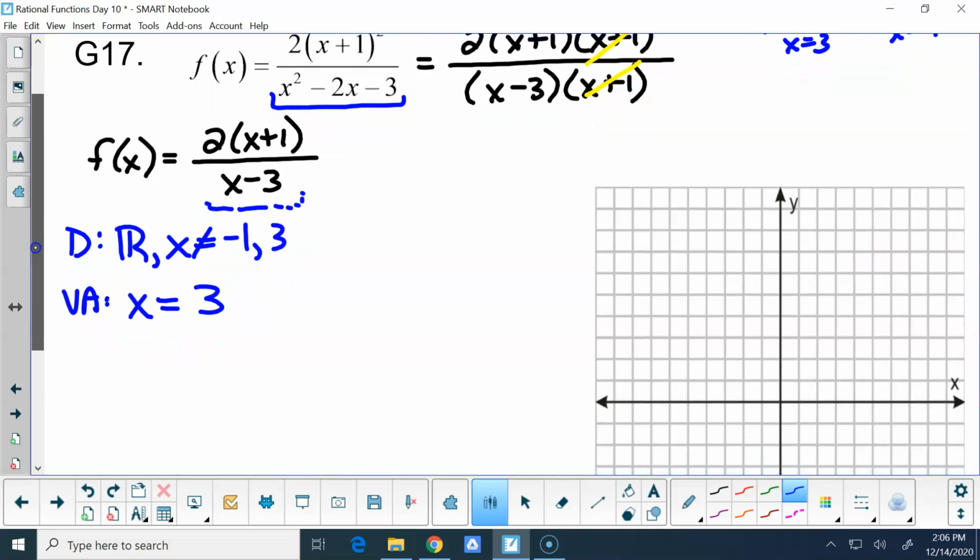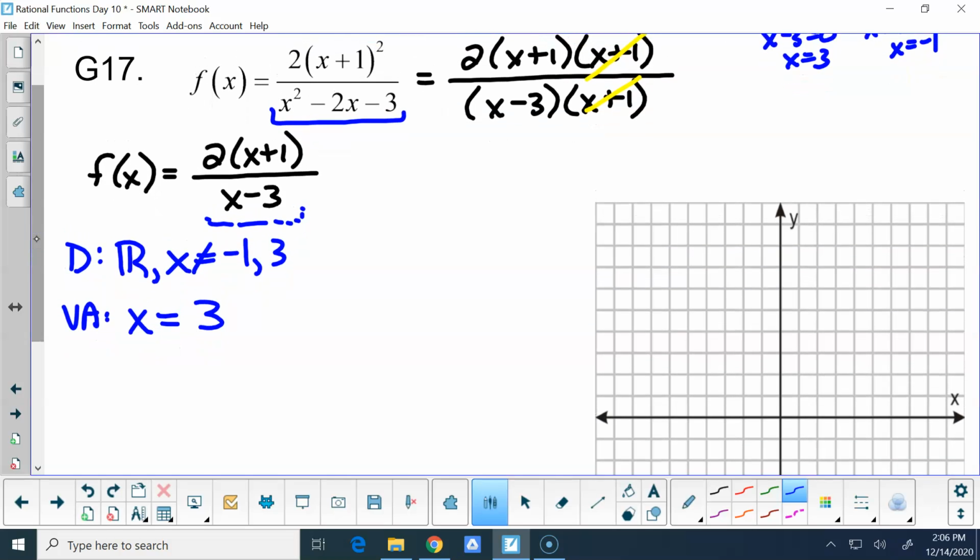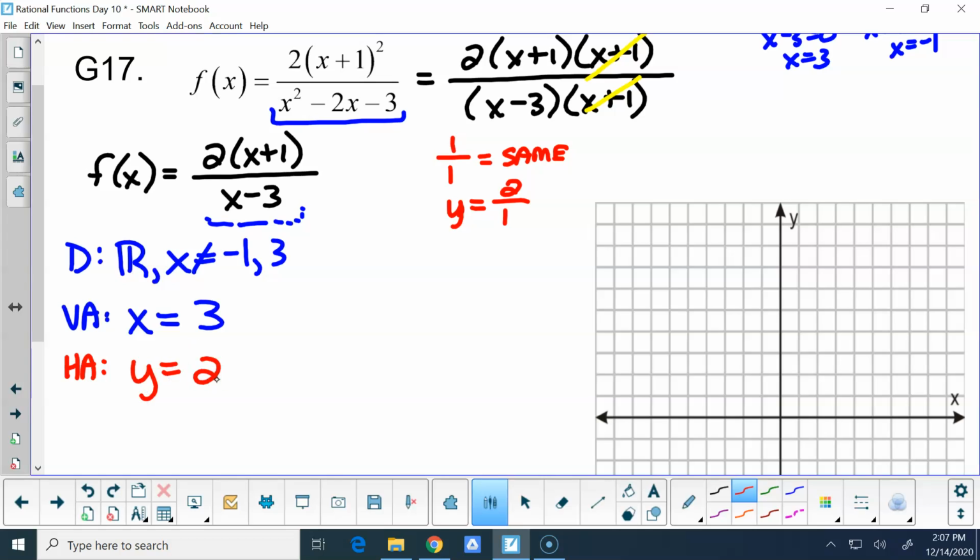Horizontal asymptote, degree of the top is 1. Degree of the bottom is 1. Those are the same, so that's going to be a y equals a over b case. The a on top is 2, the b on the bottom is 1, so my horizontal asymptote is y equals 2.